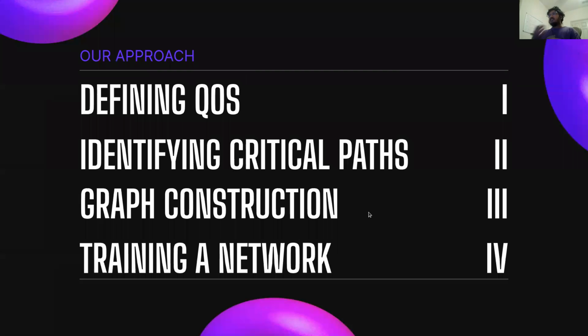Now, based on all of this work, what I have done is I have first defined what a QoS is, and then I have used a causal Bayesian network for identifying the critical paths, and then I collect these traces and I construct a graph, and then I train it on a network. So let's just get started.